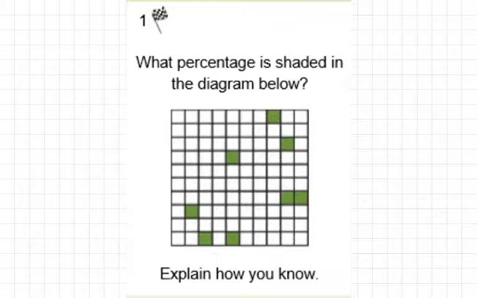So this destination question you can see in front of you. What percentage is shaded in the diagram below? Just take a second to have a look at that and see what you think your answer is. So we've got here a 100 square. You may be able to see that it has got 10 going across and 10 going down.